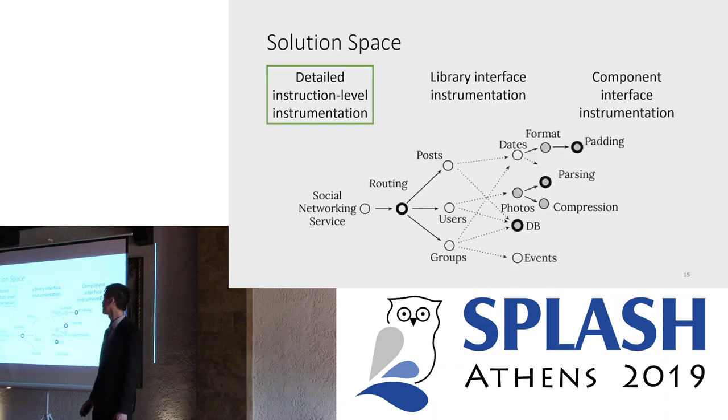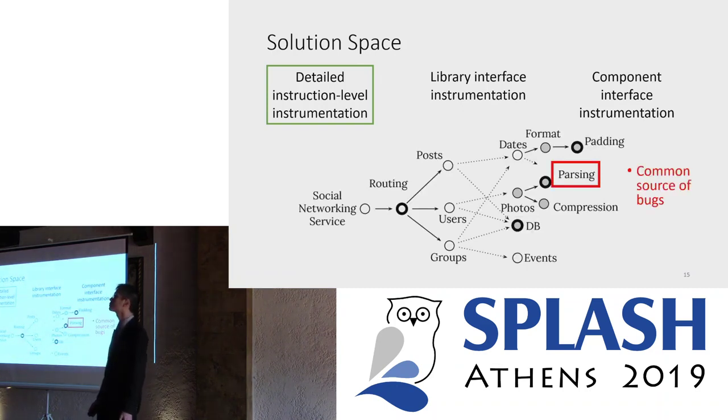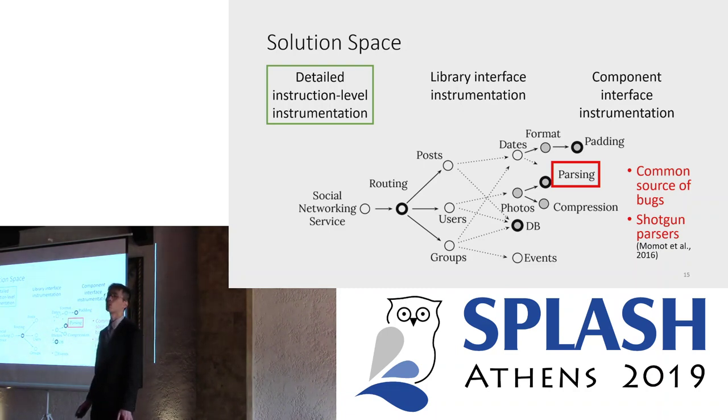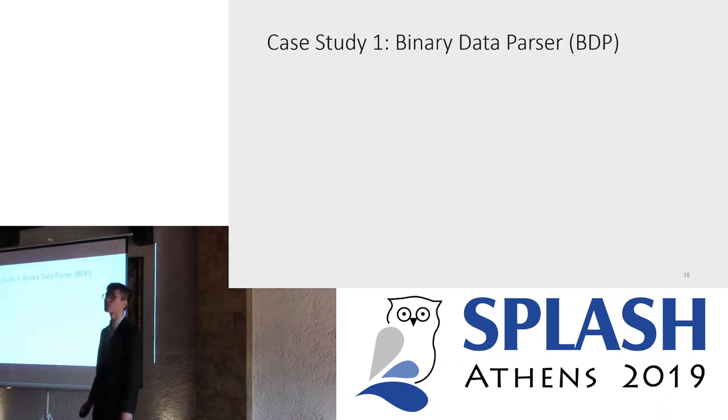And for our social network, it will be the parsing module. This is important because parsing is a common source of bugs. This is particularly the case when you have shotgun parsers. This is when the parsing functionality is spread all throughout your program. Our case study is called the binary data parser.